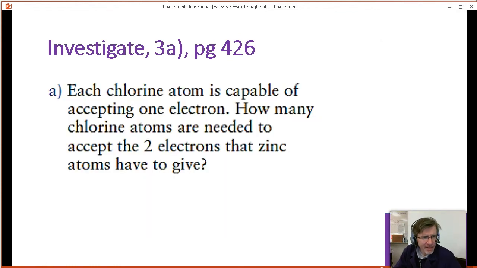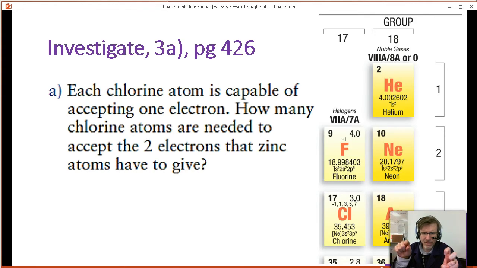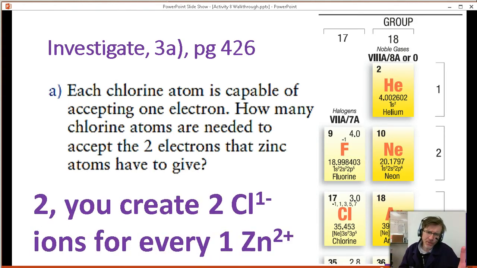So now, investigate 3A, page 426. Each chlorine atom is capable of accepting 1 electron. How many chlorine atoms that only take 1 electron are needed to accept the 2 electrons that zinc atoms have to give? All right, so there's chlorine. It needs 1. 2, right? If you create 2 chloride 1 minus ions every time you take 2 electrons from 1 zinc atom, then the ratio is 2 to 1, right? 2 chlorine get 1 electron each from zinc, who's giving up 2. Here's 1 chlorine atom, they're happy. Here's another chlorine atom, they're happy. Okay, good.